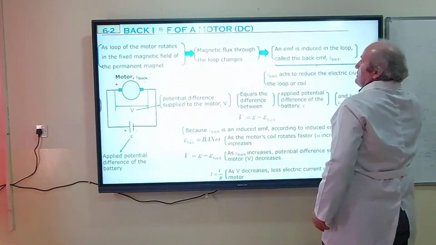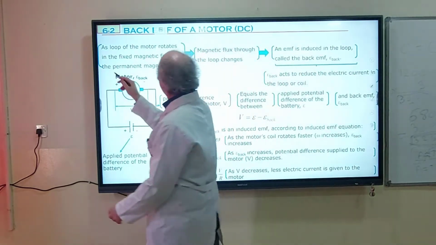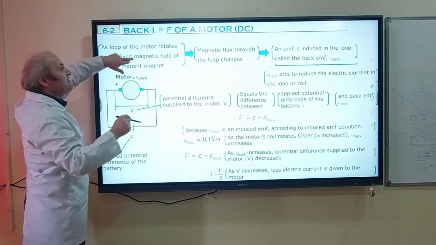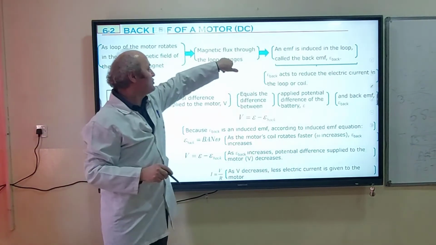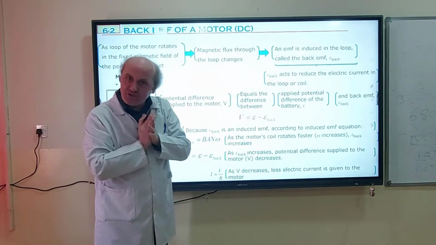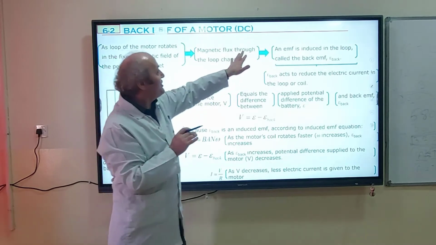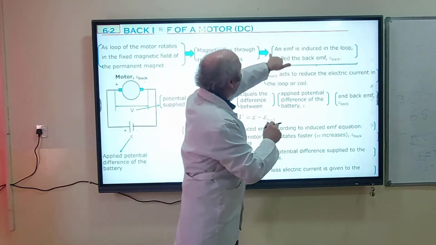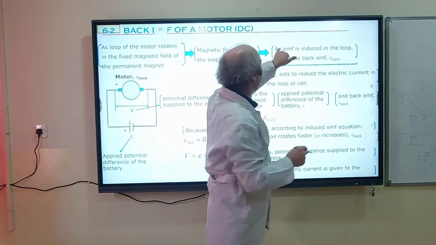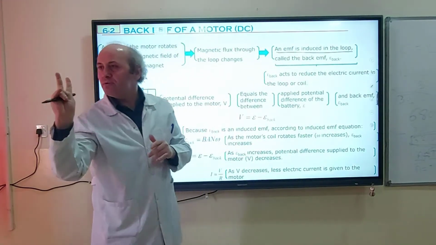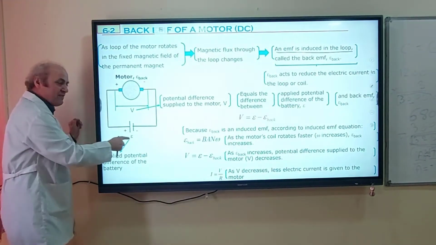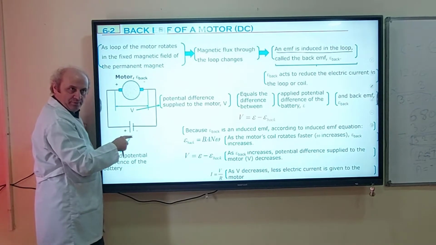As the loop of the motor rotates in the fixed magnetic field of the permanent magnet, the magnetic flux through the loop changes. This change in magnetic flux through the loop induces an EMF. That is, an EMF is induced in the loop. In this case, there will be two EMFs. One EMF is the EMF of the battery.